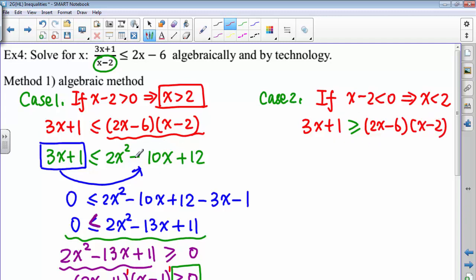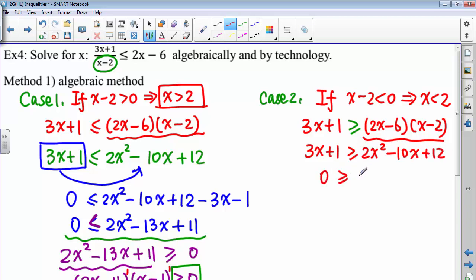Use the same way that we did in case 1 to open the brackets here, and then reorganize all the terms and move all the terms from the left-hand side to the right-hand side, just like what we did in case 1. Okay, I can put in more steps here. So it's 3x plus 1 is larger than or equal to 2x squared minus 10x plus 12.